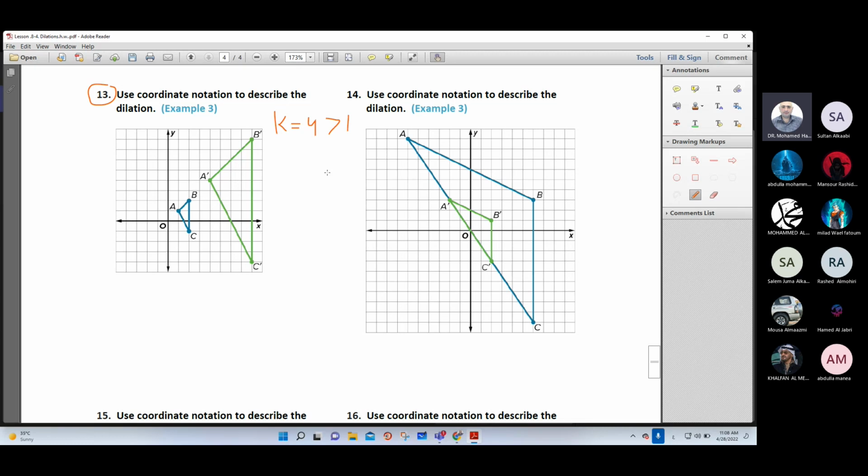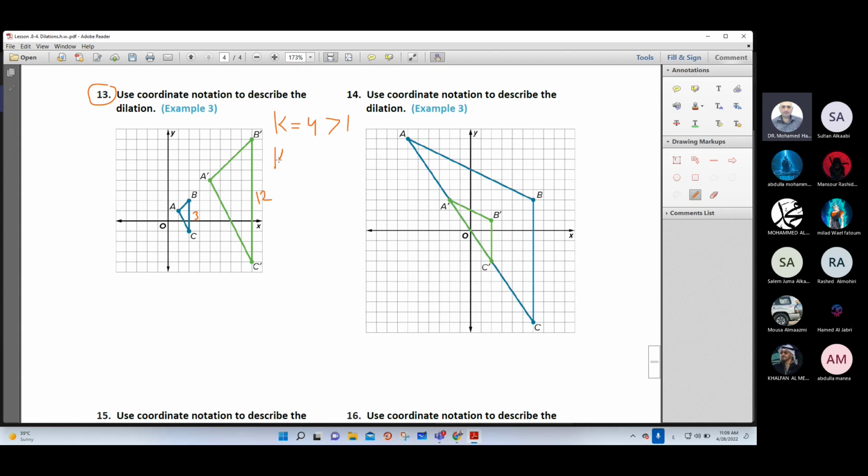Sultan. Great work. Right. So as you see here, how do we find the scale factor? Go to the pre-image. Count the side here. We have 1, 2, 3. And go to the image. Count. We have 1, 2, 3, 4, 5, 6, 7, 8, 9, 10, 11, 12.